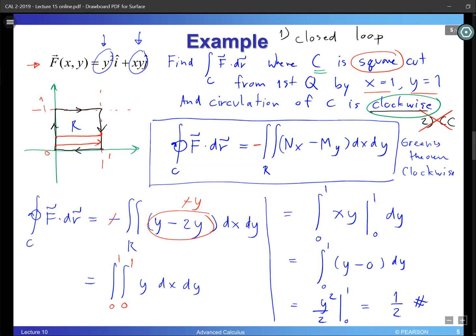Alright, so if you see some situation like this, when you see a closed loop, think of Green's Theorem. Don't use the regular line integrals. Otherwise, it's going to be much more complex. So let's imagine if you don't know about Green's theorem, how are you going to perform this line integral? You have to do it 4 times.